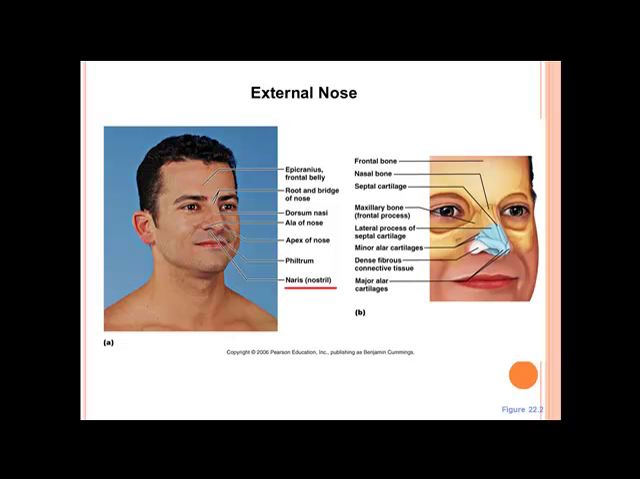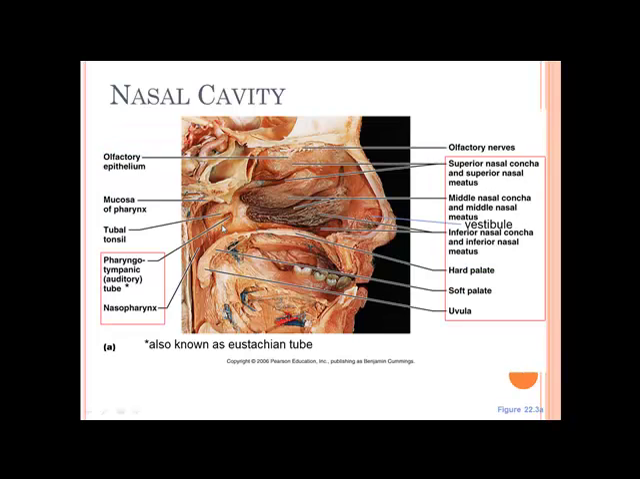Alright, so look in here, just some quick stuff. Here's our nose. Here's the nostril. Alright, the philtrum. Okay, the ala of the nostril. Ala means wing. That's about it.